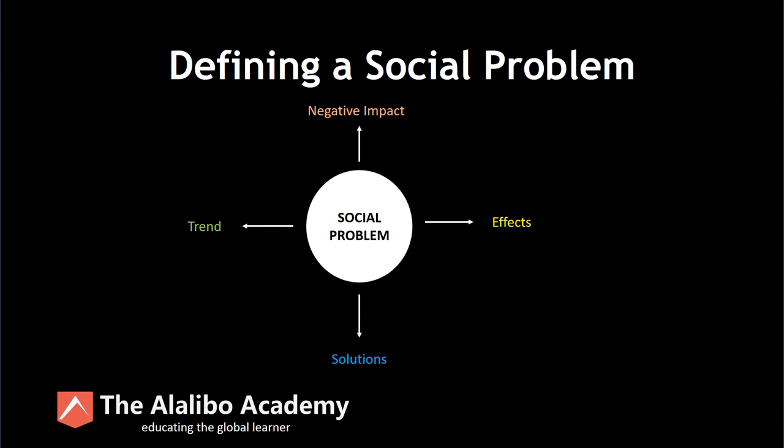So in this video, we are trying to explain what a social problem is, and we'll begin by defining it. A social problem is a condition of behavior that impacts society. So let's assume that we are trying to determine if homelessness is a social problem. So let's put it here. And to do so, we have to ask three very important questions.